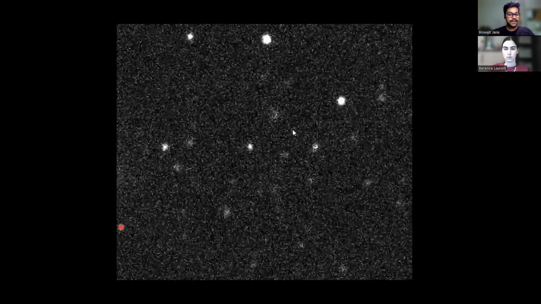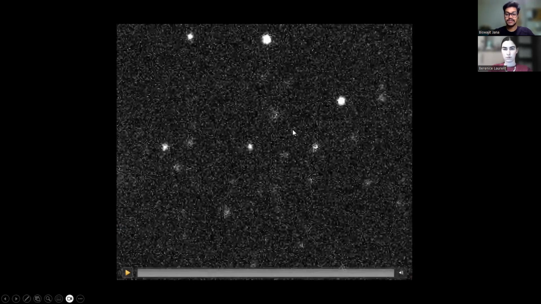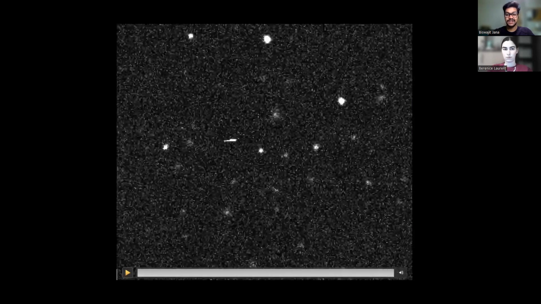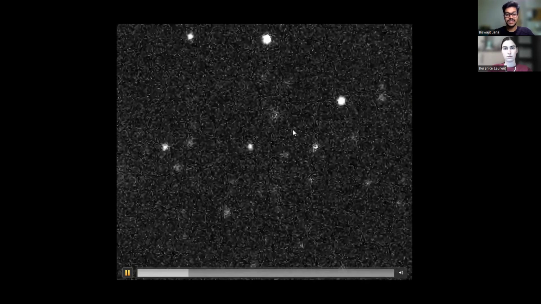Next, we'll be looking into a blink comparison, which was conducted using these two images. This animated slide visually demonstrates the shift, emphasizing the movement of our subject, which is a brown dwarf, in relation to its background standard stars. This process serves as a conclusive confirmation of the object's classification as a brown dwarf.